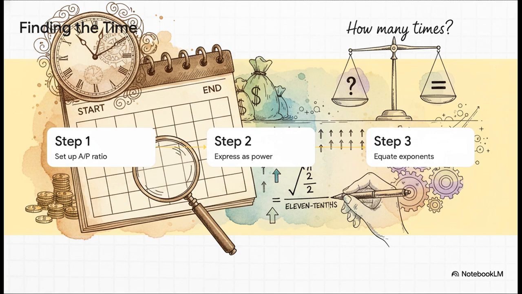Finally, the ultimate detective work, finding the time, n. We know the start, the end, and the rate, but the calendar is completely blank. Once again, we set up that amount over principal ratio. Then we take our known rate, say 10%, which gives us a base of 11/10, and we just ask ourselves, how many times do I multiply 11/10 by itself to hit our target ratio?